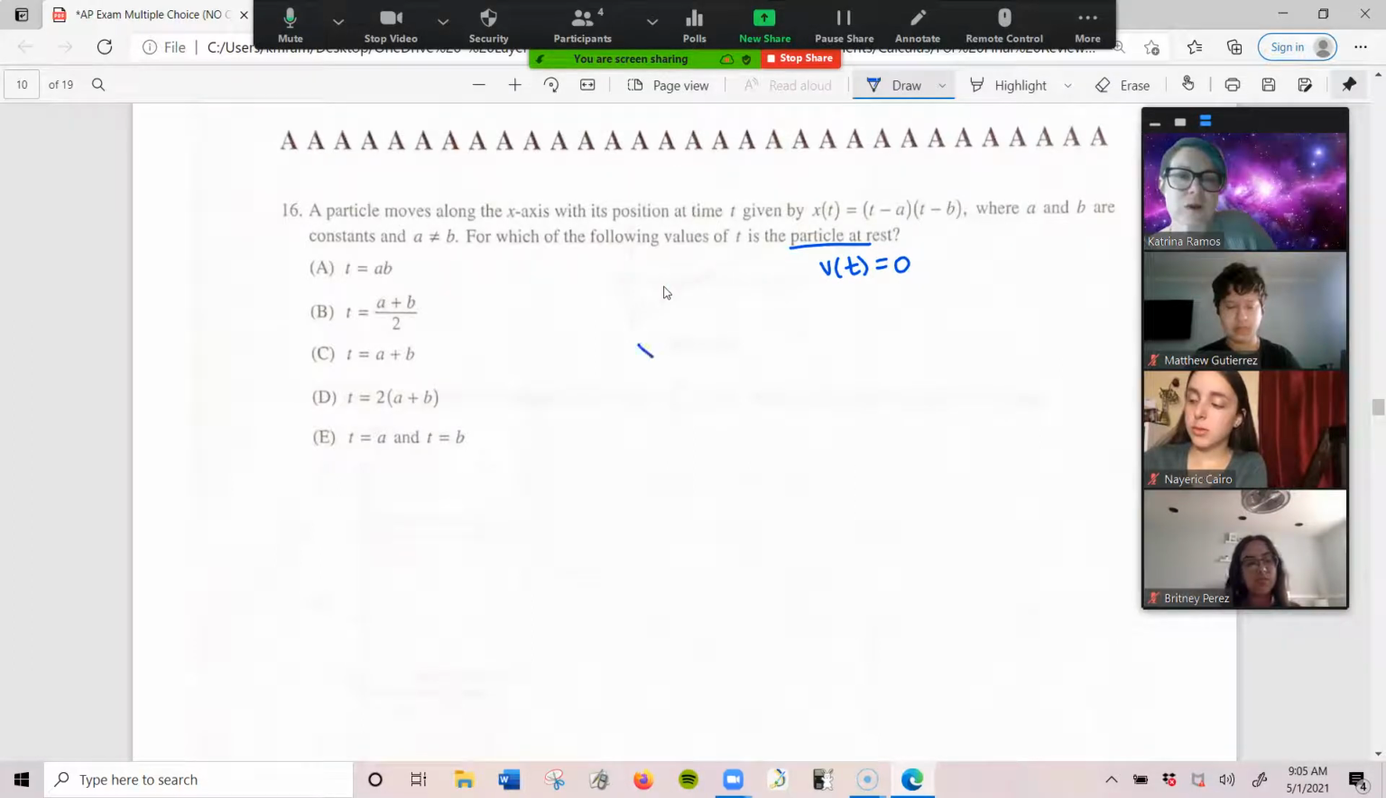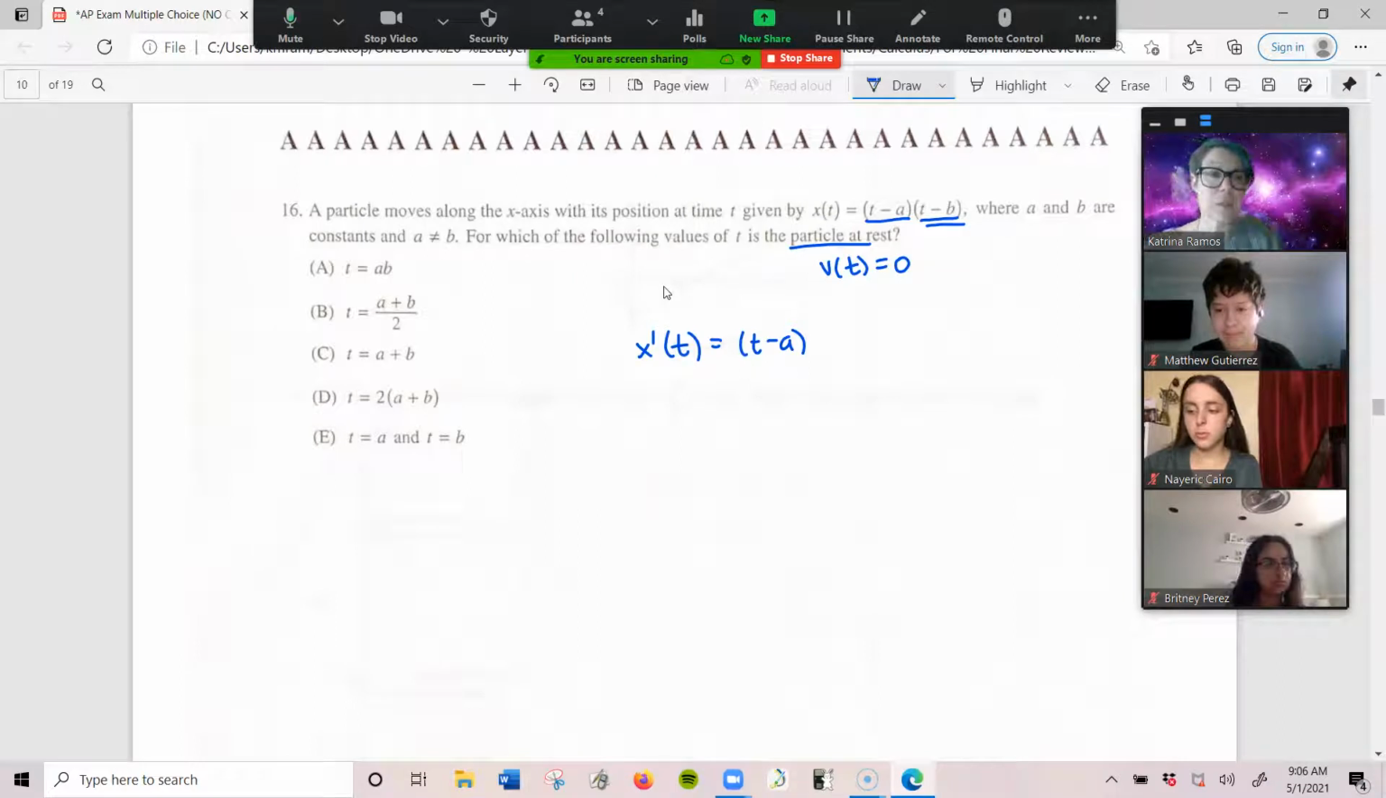So when we use the product rule, this is one function and this is the other. So we're going to leave the first one alone, so t minus a, and then the derivative of the second. Remember that a and b are constants, so they're just numbers. So the derivative of t minus b would just be 1, because the derivative of t is 1, and then the derivative of b is 0. That's okay? All right. So times 1, which I don't need to write.